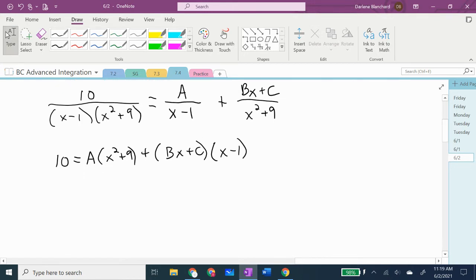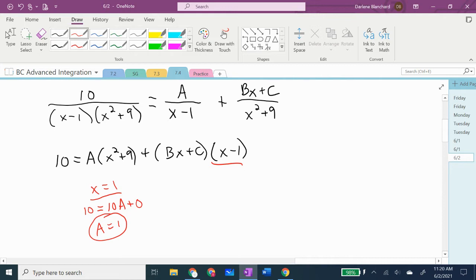Now, I can plug in any zeros. X equals 1 is a zero of the original denominator. When I plug it in, I get 10 equals A times 10 plus 0. So A is equal to 1.